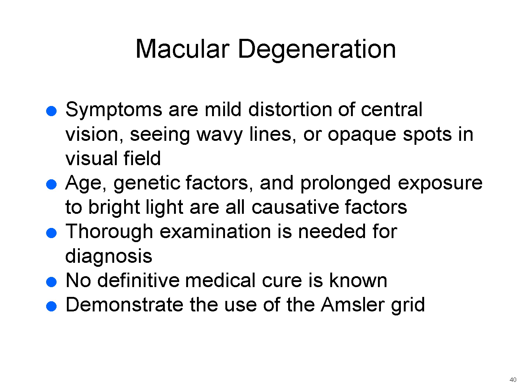Amsler grid. In the test, the person looks with each eye separately at the small dot in the center of the grid. Patients with macular disease may see wavy lines or some lines may be missing.